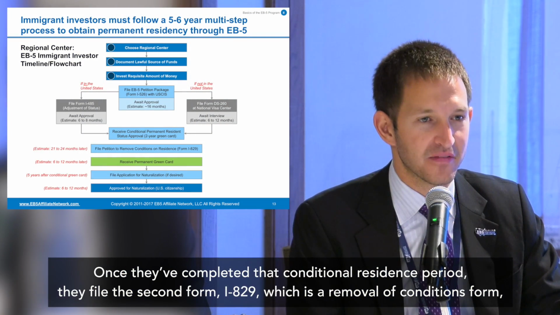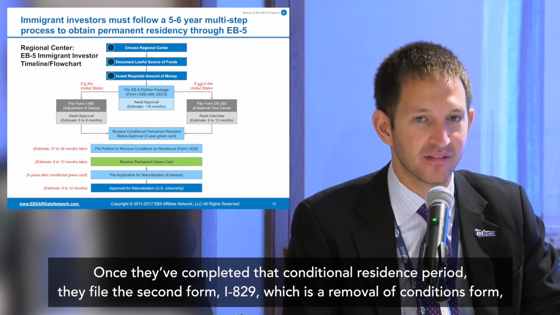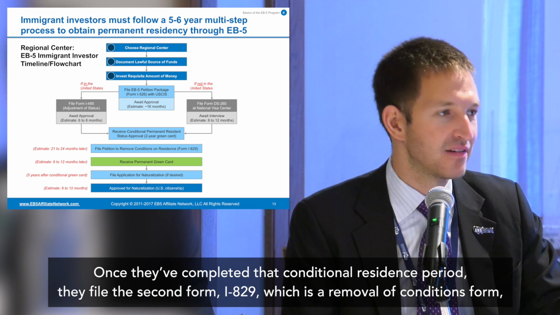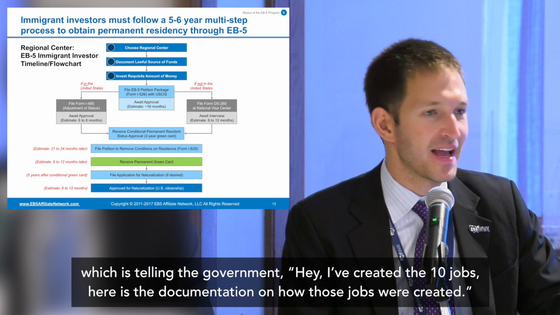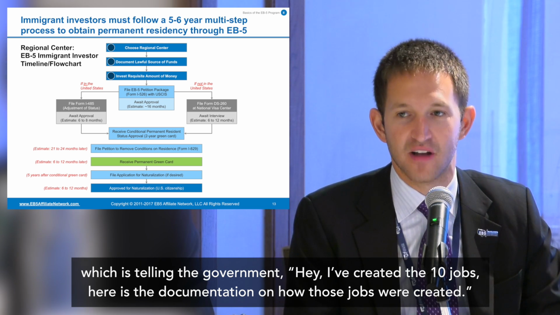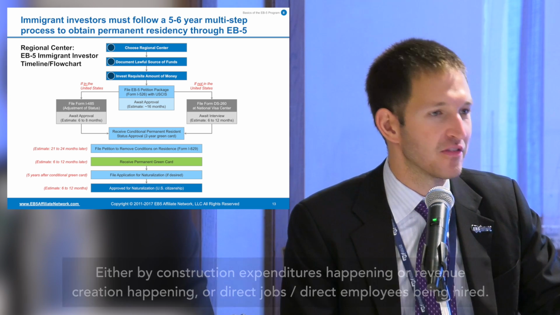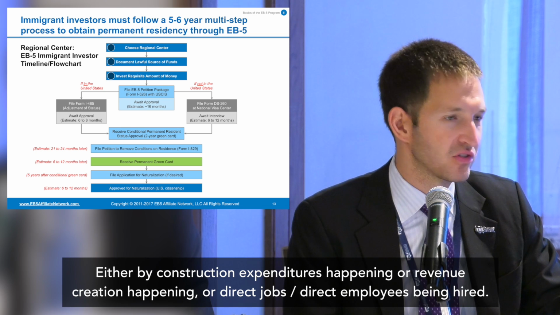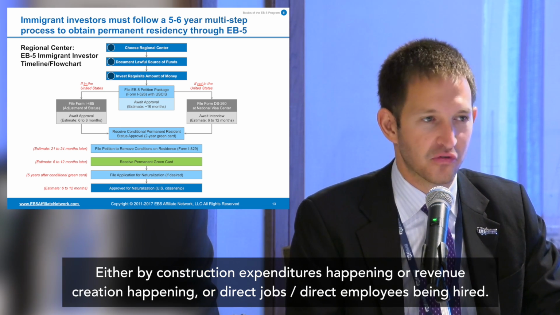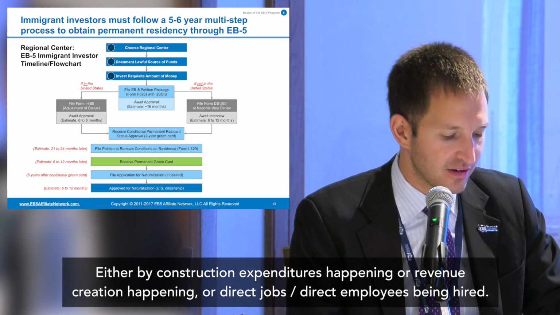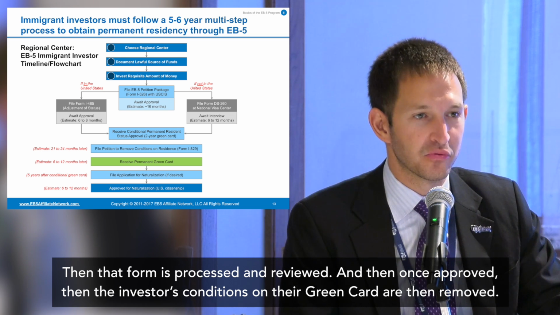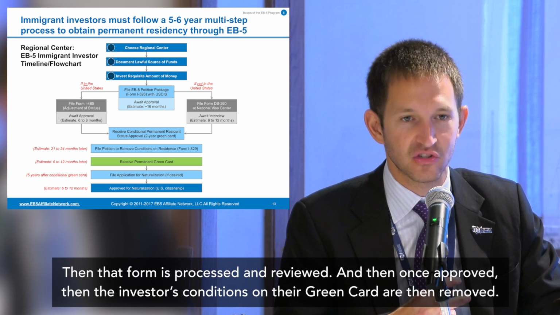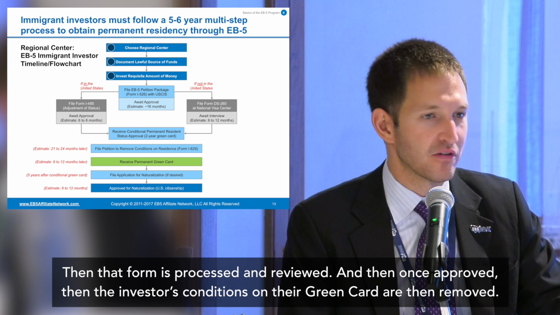Once they've completed that conditional residence period, they file the second form, I-829, which is a removal of conditions form, which is telling the government, hey, I've created the 10 jobs. Here's documentation on how those jobs were created, either by construction expenditures happening or revenue creation happening or direct jobs, direct employees being hired. And then that form is processed and reviewed. And then once approved, the investor's conditions on their green card are removed.